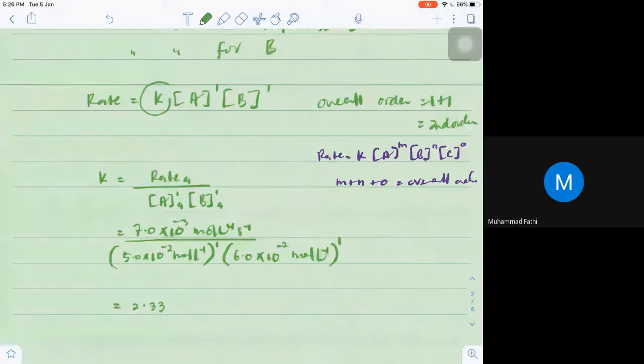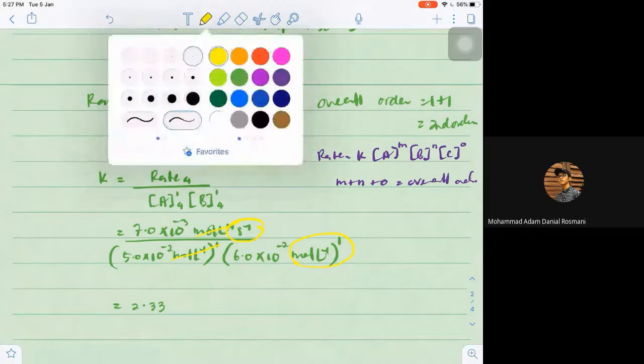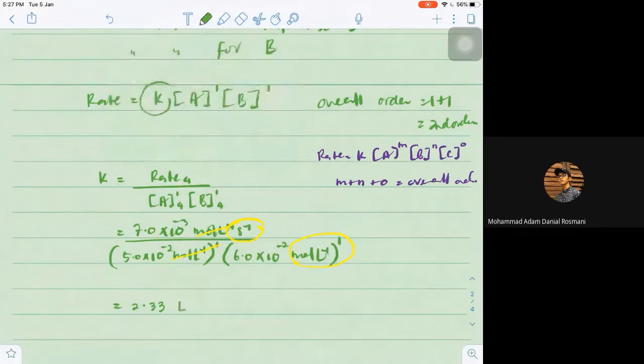What is the unit? The unit is s^-1? This is mol per liter cut with 1 mol per liter, so that we still have this left. The overall order is the second order, so the unit will be liter per mole per second.